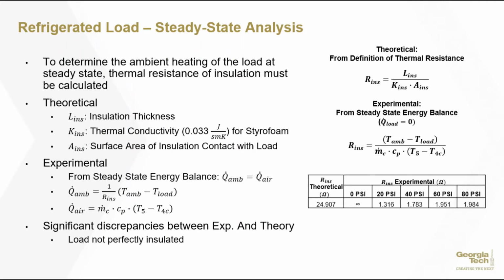In order to quantify the ambient heating of the load at steady state, we must first calculate the thermal resistance of the insulation. This can be done both theoretically and experimentally. Theoretically, we can use the definition of thermal resistance and the dimensions and properties of the insulation to derive a value. Experimentally, we can rearrange the load's energy balance at steady state to calculate the resistance with experimentally collected data. As you can see, the theoretical value is about an order of magnitude greater than the experimental values. This could be due to the fact that an entire face of the load is exposed to the air without insulation, causing the load to lose heat quicker.